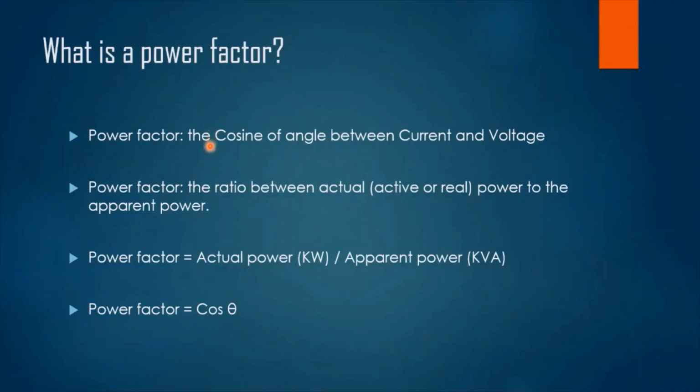Well, power factor is the cosine of the angle between current and voltage. It can also be defined as the ratio between actual, active or real power to the apparent power. These two definitions can also be expressed as these two formulas. Power factor equals the actual power in kilowatts divided by the apparent power in kilovolt amps. Also, power factor equals cosine theta, or cosine the angle between current and voltage.